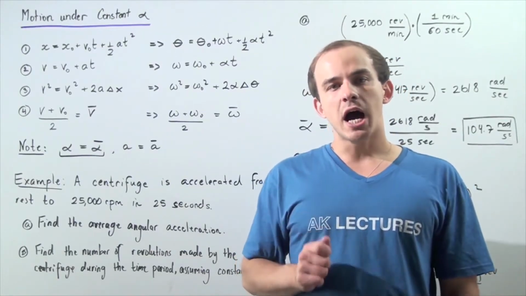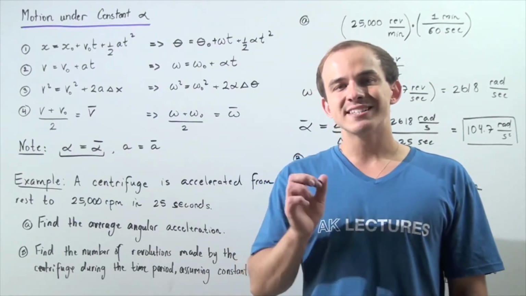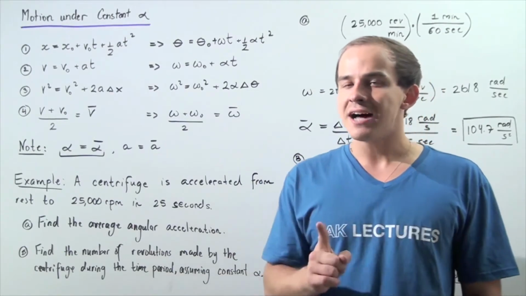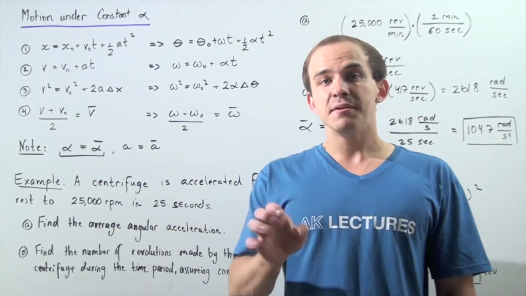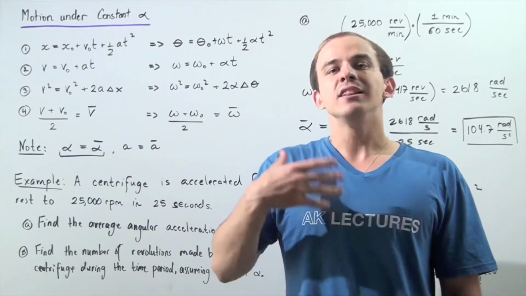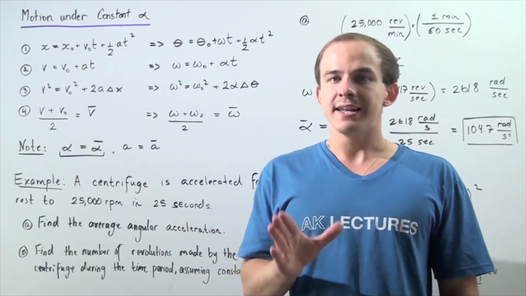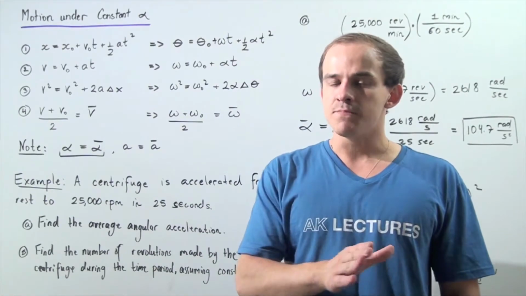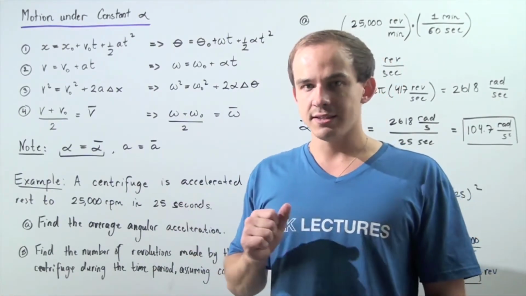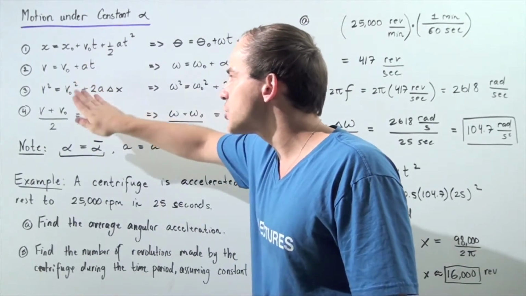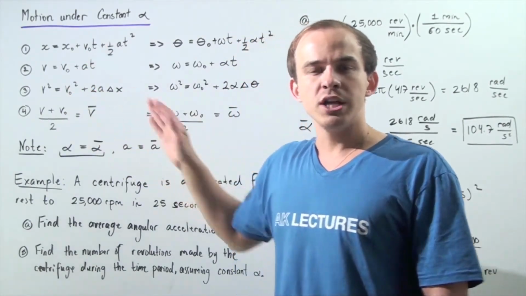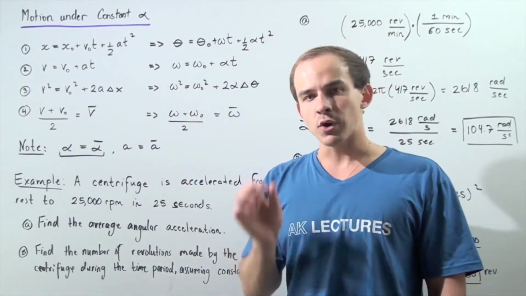Recall that whenever an object is undergoing translational motion under constant linear acceleration, we can derive 4 kinematics equations that allow us to calculate a certain unknown variable knowing the other quantities. So here we have a list of the 4 kinematics equations for translational motion under constant linear acceleration.